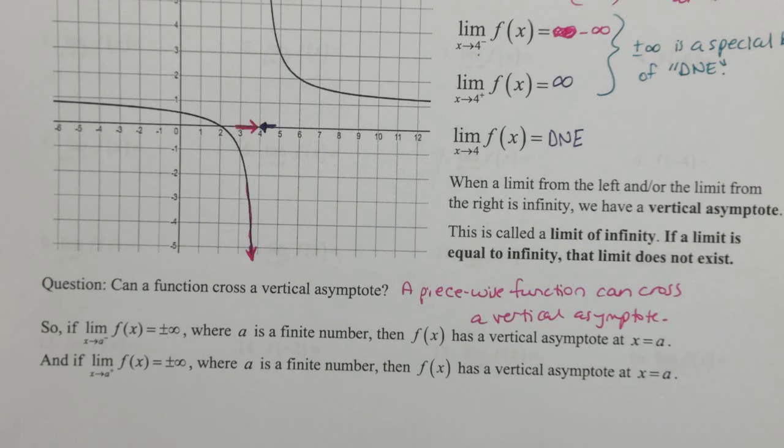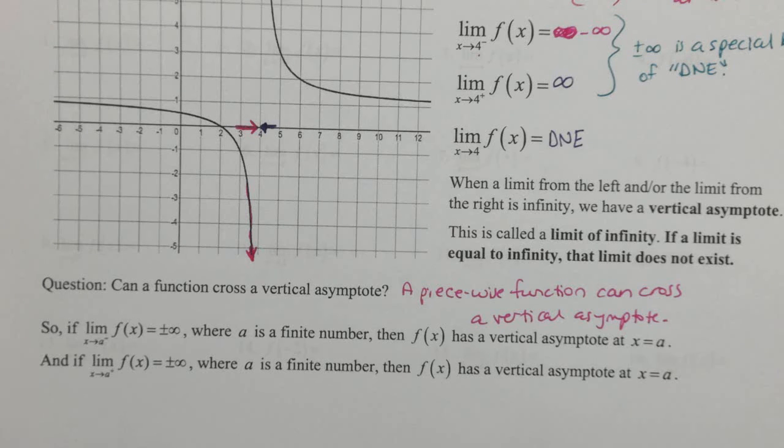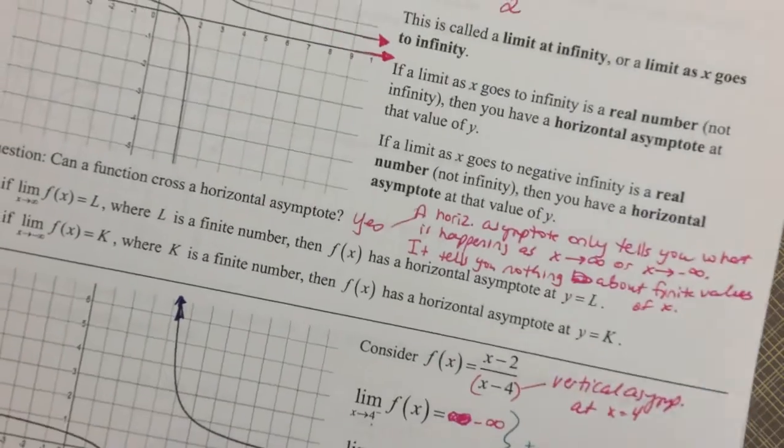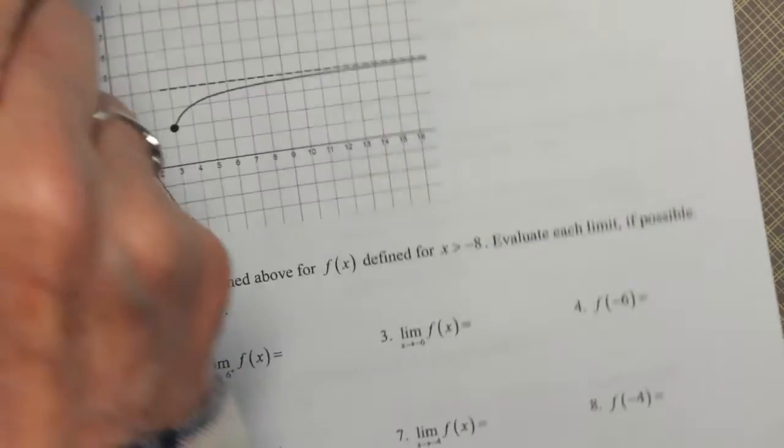And we do deal with a good number of piecewise functions in calculus. You'll get more familiar with that. So, if a limit as x approaches a from the left of a function is either positive or negative infinity, where a is a finite number, then f has a vertical asymptote at that value of a. Same thing if it approaches a from the right, a vertical asymptote. And infinity is a special kind of DNE.